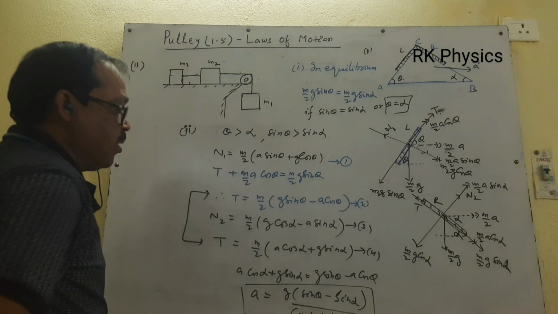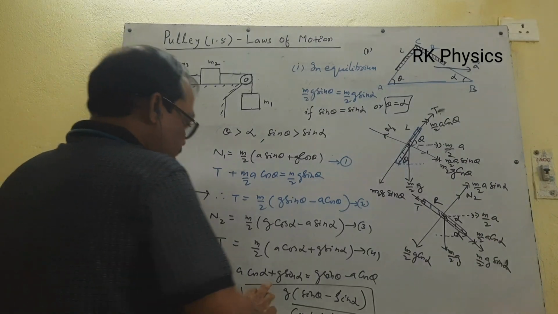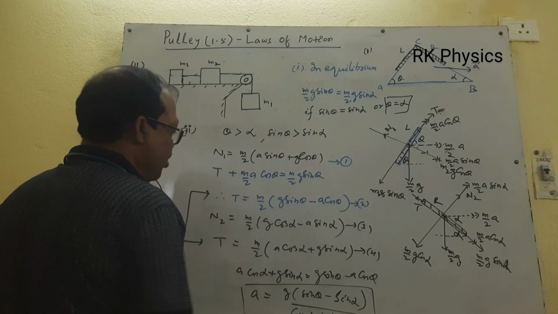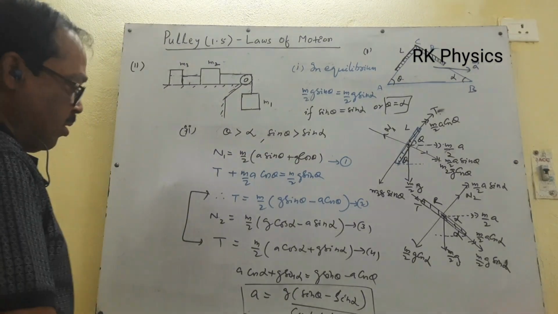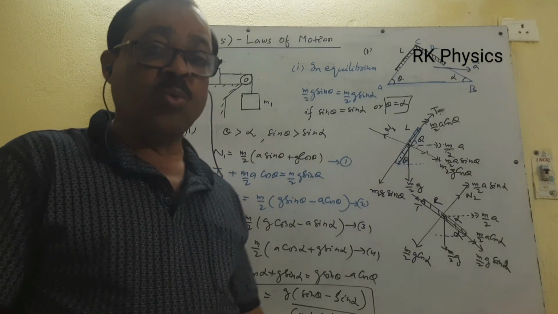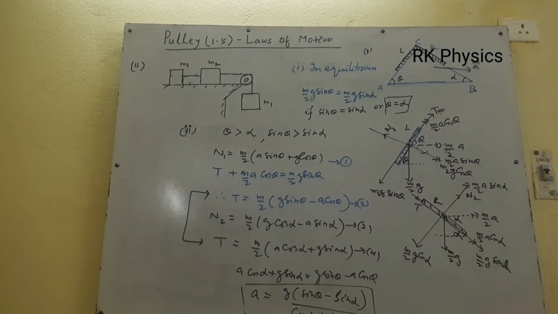Now if you find the acceleration, this is the value of acceleration, this is the value of tension, and these are the values of normal reaction. So this is the acceleration required to push the wedge towards right. Okay.